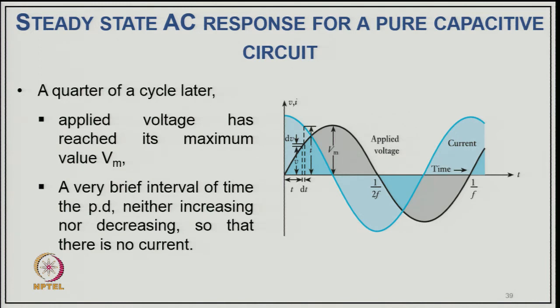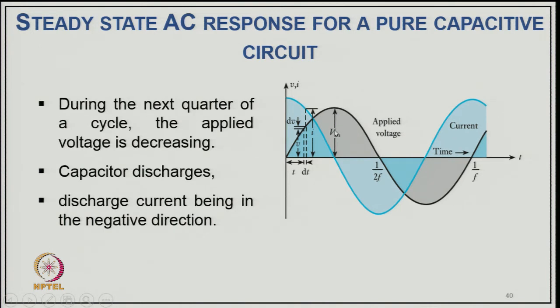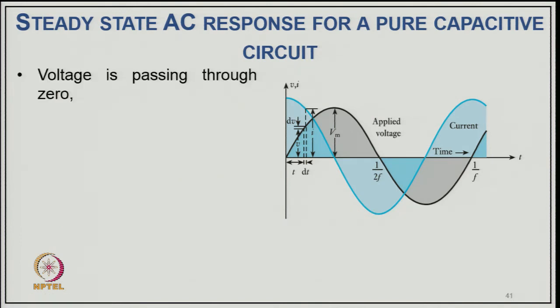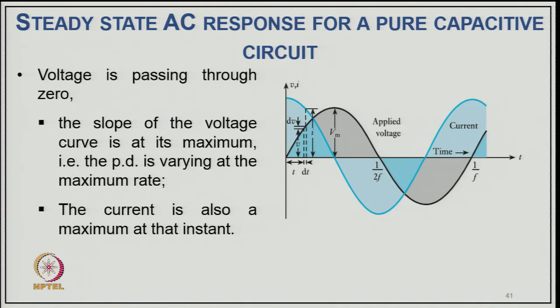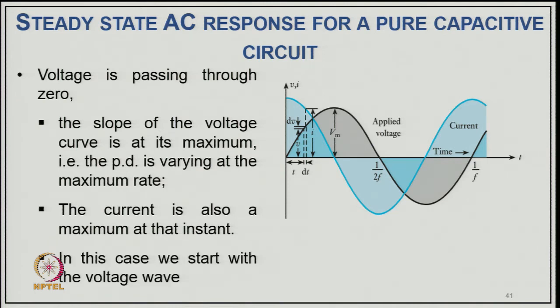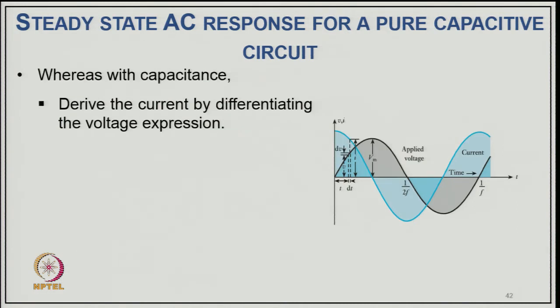So, there is no current at this moment, and during the next quarter of the cycle the applied voltage is decreasing, so the capacitor is discharging, the discharge current being in the negative direction. The voltage passes through 0 here, and the slope of the voltage curve is at maximum, that is, the potential difference is varying at the maximum rate here. So, the current is also at maximum at that instant, and in this case we start with the voltage wave.